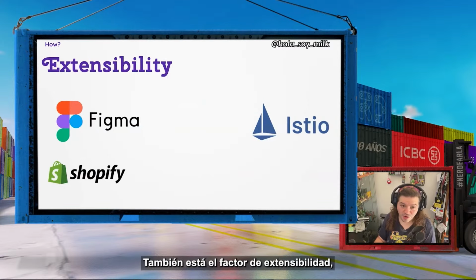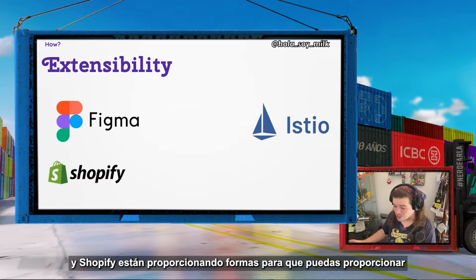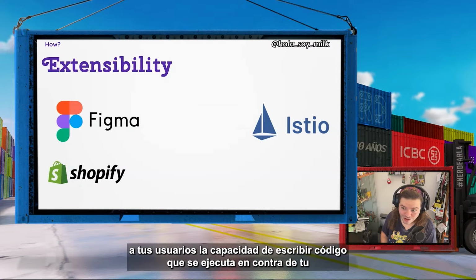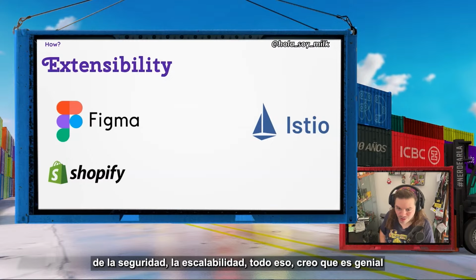There's also the factor of extensibility. Figma, Istio, and Shopify are providing ways so that you can give your users the ability to write code that runs against your software as a service platform without having to worry about security, scalability, all of that. I think it's pretty cool.